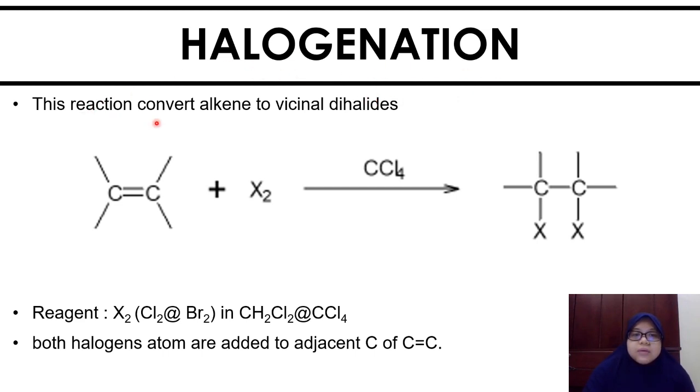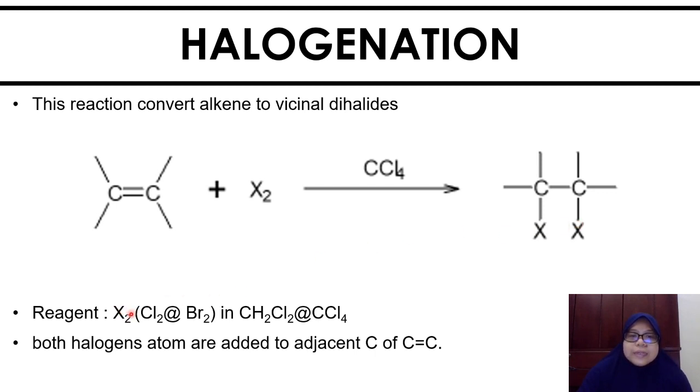Next, we have the reaction halogenation. So this reaction will convert alkene to vicinal dihalide. So this is what we call vicinal dihalide. Means that our halogen is on the adjacent carbon. We have two halogen attached to the adjacent carbon. We call it vicinal dihalides.